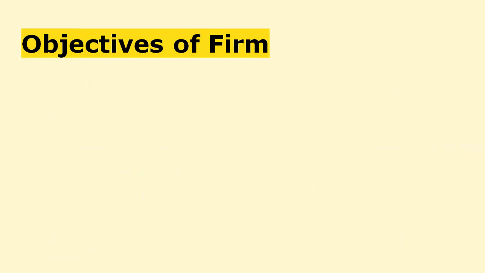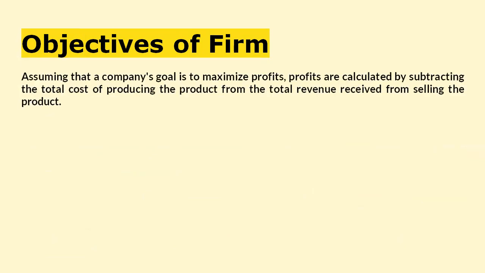Objectives of firm. Assuming that a company's goal is to maximize profits, profits are calculated by subtracting the total cost of producing the product from the total revenue received from selling the product.